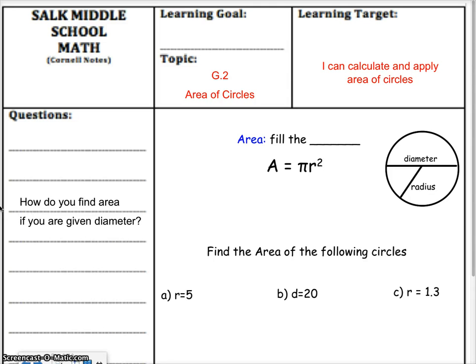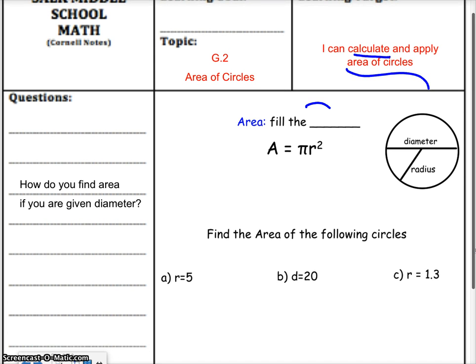Today we're going to talk about area of circles. Your target: you can calculate the area of a circle. That's what we're doing. All we're doing today is calculating area of a circle. We're not really applying the skill that much, unless we talk about word problems, but we're just calculating. Area means filling up the space.